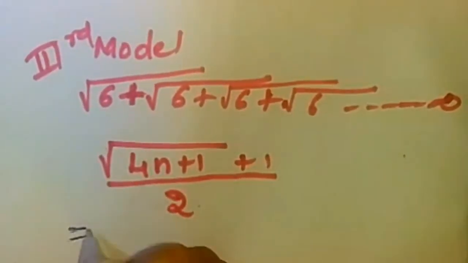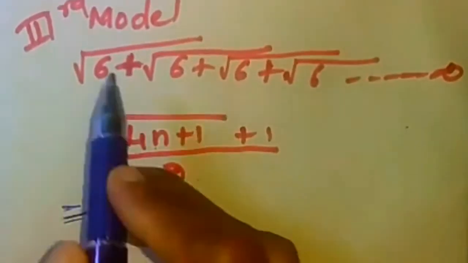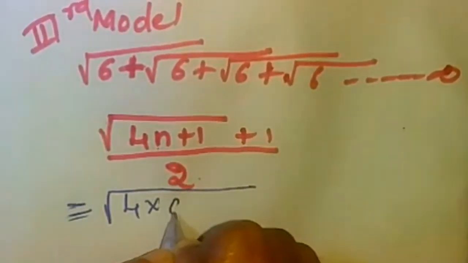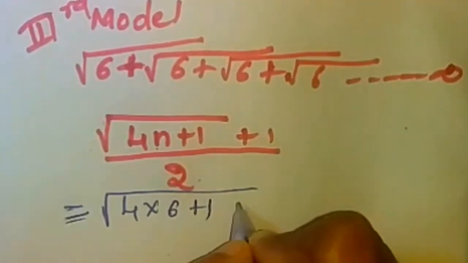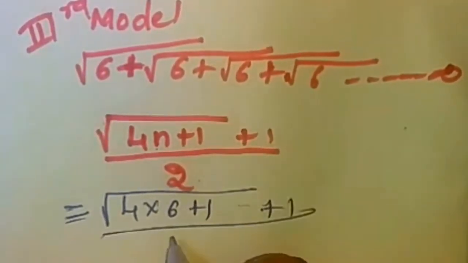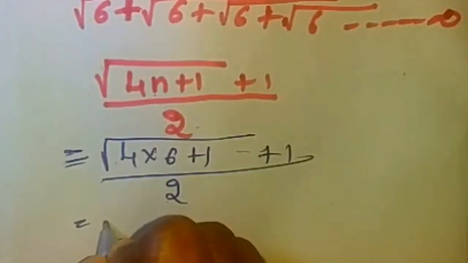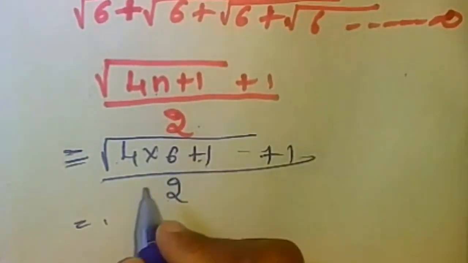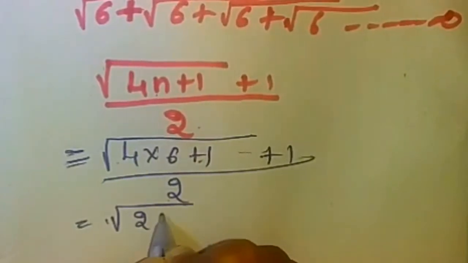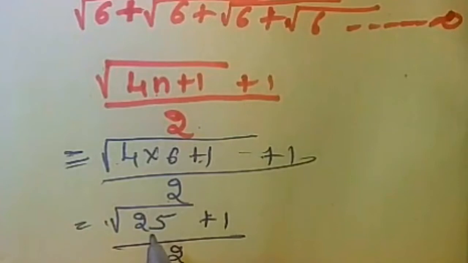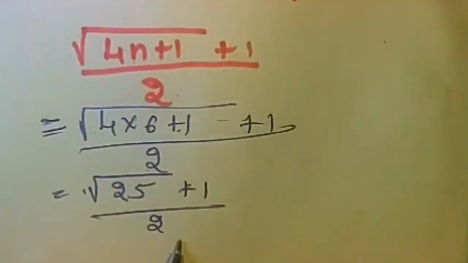The value of n is 6. Under root 4 into 6 plus 1, plus 1, divided by 2. How much will it be? 6 4s are 24. 24 plus 1, 25. So under root of 25, plus 1, divided by 2. Under root 25 means what is the value of root 25?